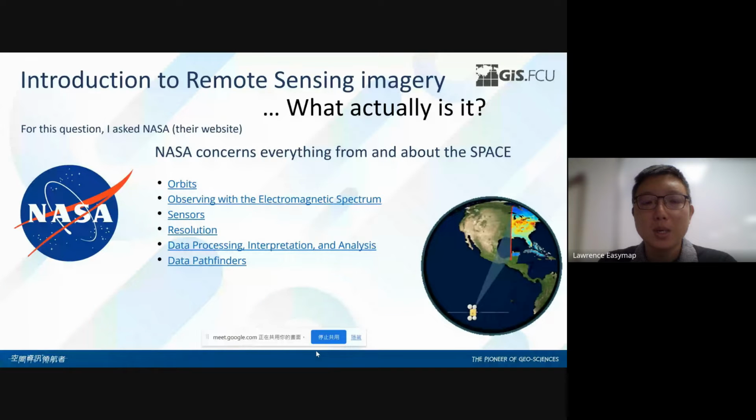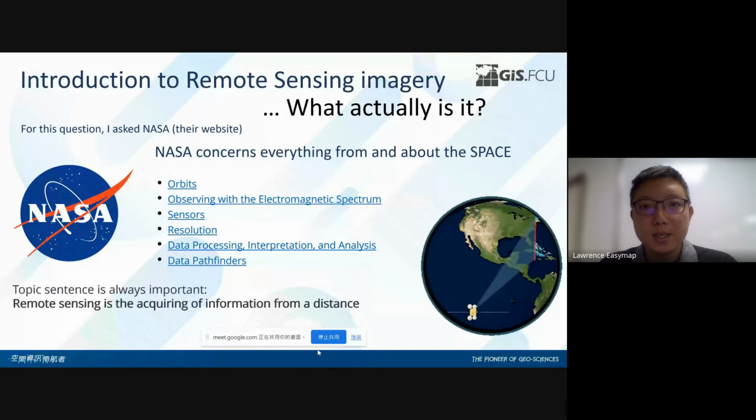NASA covers almost everything from and above the space. It told me about the orbits, the electromagnetic spectrum, sensors, resolution, data processing, and so on. Quite a few of them are related to satellites out of the space, but I am particularly interested in the sensors and resolution. It seems very complicated, isn't it? But it gives a very good topic sentence.